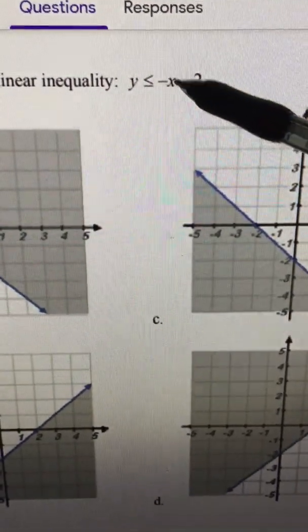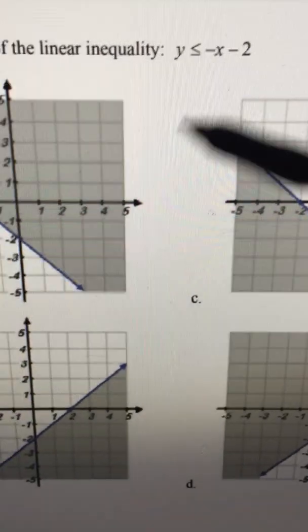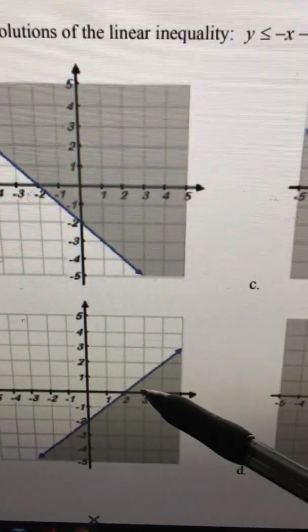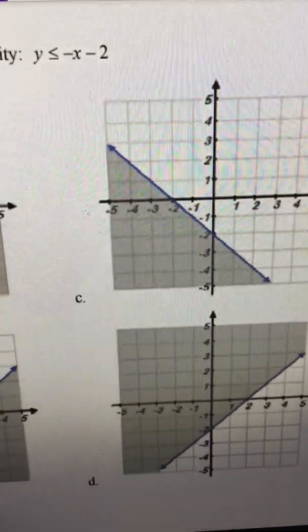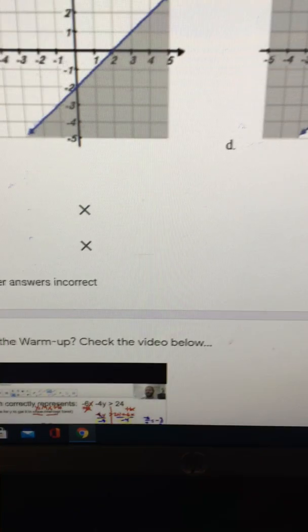Let's see if they match the line. This is a negative slope. Here's my negative slope. Negative slope in the equation. This is not a negative slope. So what's the only one that even comes close? C. Yes. So it's actually, you don't have to do everything. You just have to pick out enough things that will show you.